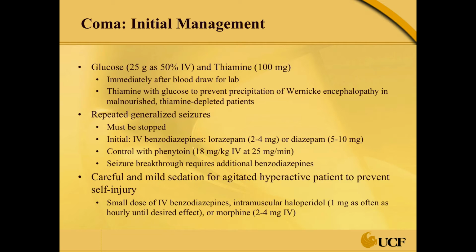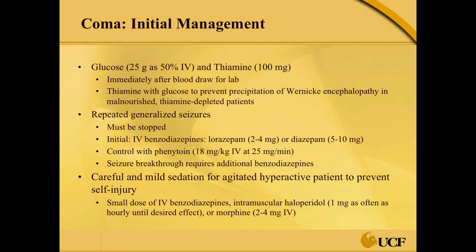Obviously, if the patient is seizing and has to be stopped, we're going to use Ativan 2 to 4 milligrams or diazepam 5 to 10 milligrams. Remember that diazepam is associated with severe necrotic problems if it extravasates into the IV site. Control with Dilantin at 18 mg per kg IV at 25 milligrams a minute. Seizure breakthrough requires additional benzos, additional Ativan.